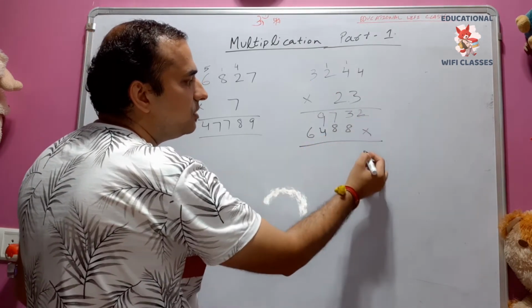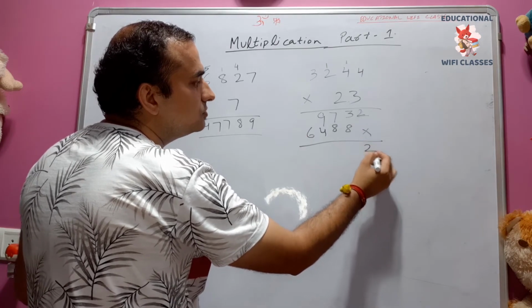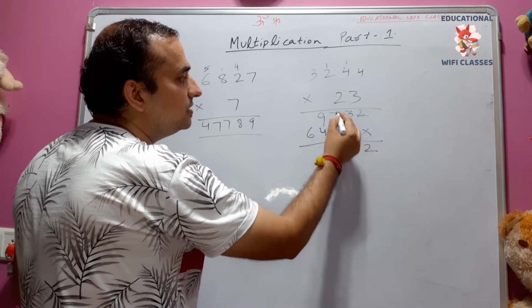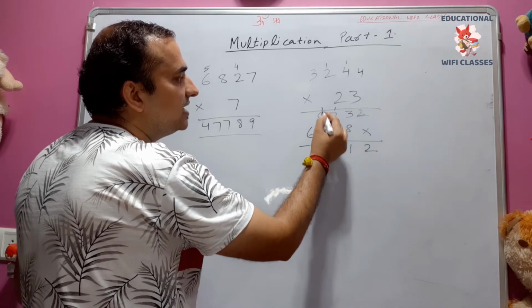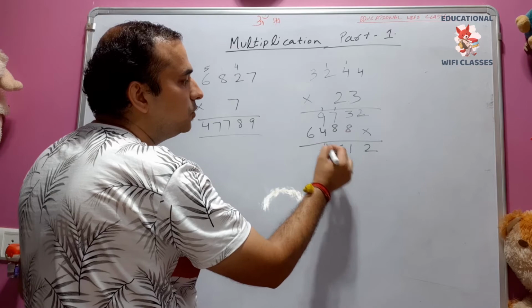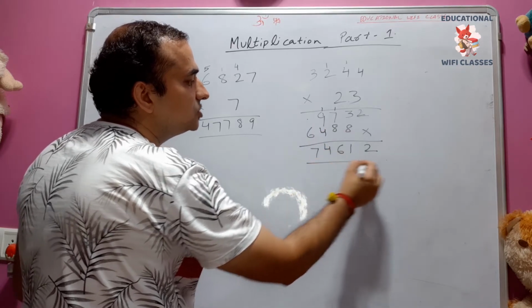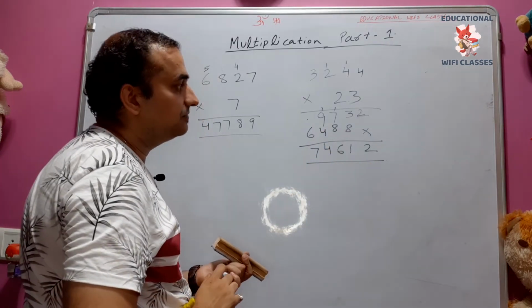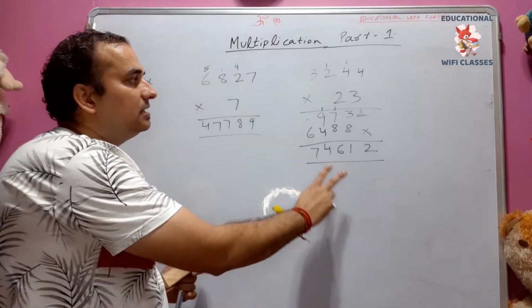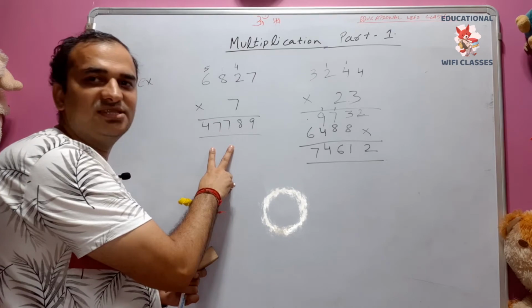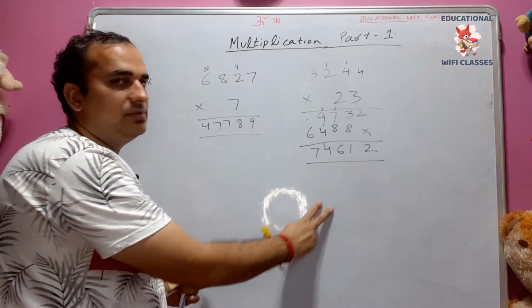When we add up all these numbers, 8 plus 3 is equal to 11, 1 carried. 7 plus 1 is 8, and 8 is 16, 1 carried. 9 plus 1 is 10, plus 4 is 14, 1 carried. 6 plus 1 is equal to 7. So we get the answer here. Okay, this was the addition, this was the multiplication with a single digit, and this is the multiplication with a double digit.